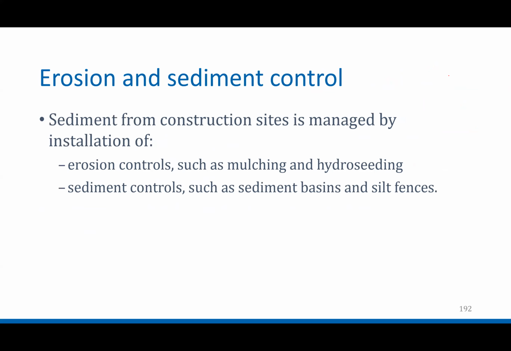Erosion and sediment control, I kind of just talked about that. It doesn't need to be at a farm or agricultural facility. It could be from deforestation or logging. The idea is you try to prevent the erosion or sediment from moving. So this could be from hydro seeding. This is by growing or trying to grow roots of grass really quickly on the land.